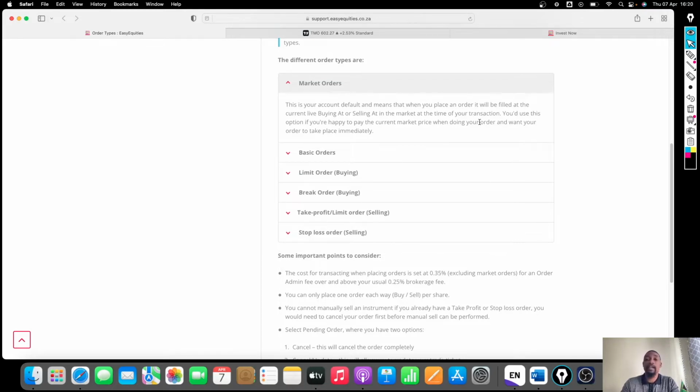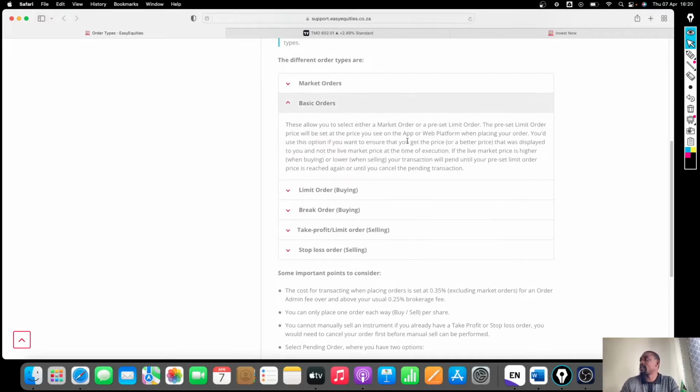You are not picking a specific price. This works best for long-term investors because it wouldn't matter how many cents you paid extra or less from your preferred price. You just wanted to ensure that you get those ShopRite shares. So most investors, or most retail traders, always go for a market order because that's just the simplest transaction.